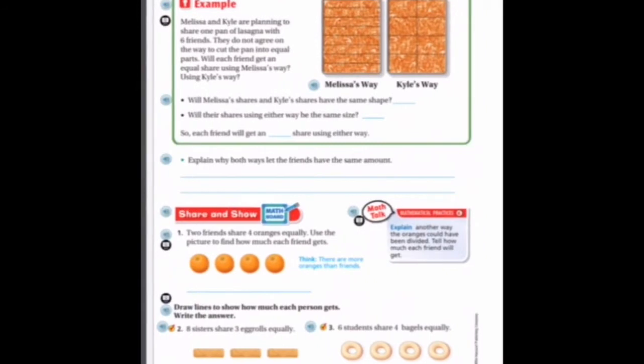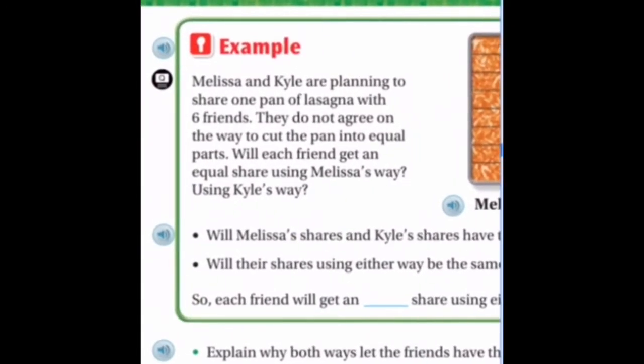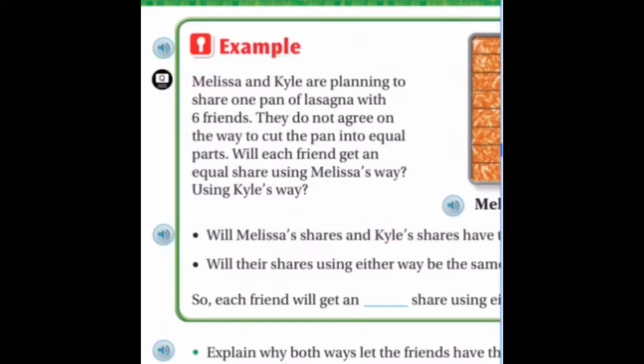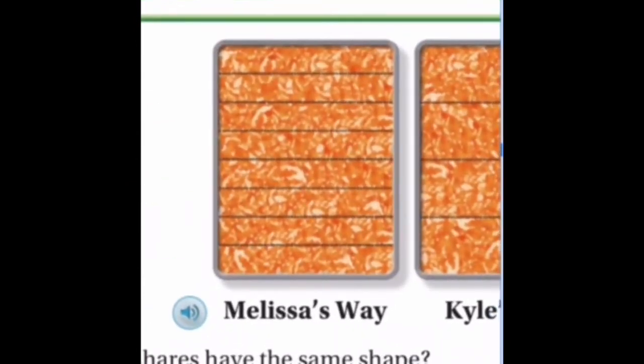All right, let's go over to our next page here and look at the example. I'm going to zoom in here a little bit. Please follow along with me as I read our giant paragraph. It says Melissa and Kyle are planning to share 1 pan of lasagna with 6 friends. They do not agree on the way to cut the pan into equal parts. Will each friend get an equal share using Melissa's way? How about Kyle's way?